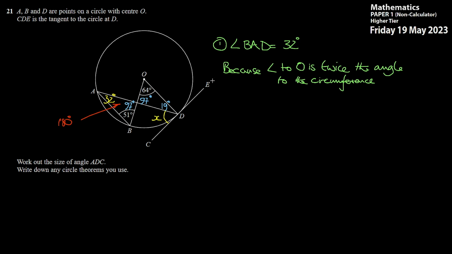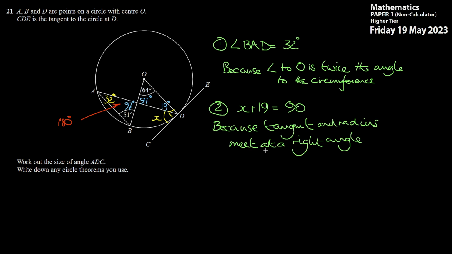Well, as we're told that CDE is a tangent to the circle, and OD is therefore the radius, they meet at a right angle, and that's 90 degrees. So 2x plus 19 is equal to 90, because the tangent and the radius meet at a right angle. So just working that equation out, I get therefore x is equal to 90 minus 19, which is equal to 71 degrees. And there is the answer.